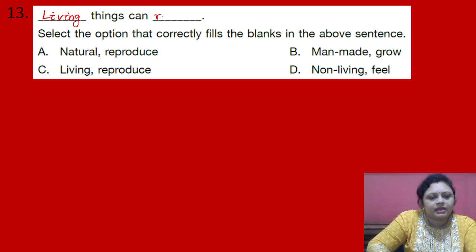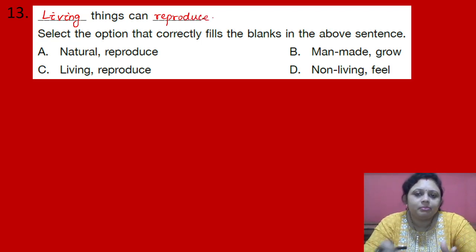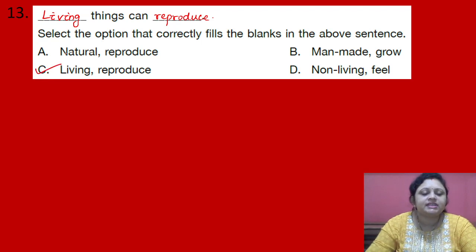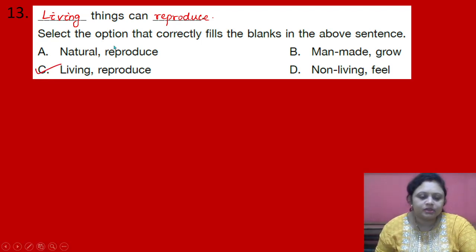things can reproduce. Do you know what we mean by reproduce? They give birth to the young ones, or they lay eggs. From the eggs, when the egg is hatched, young ones develop. Okay, so the correct answer is option C, that is living and reproduce.